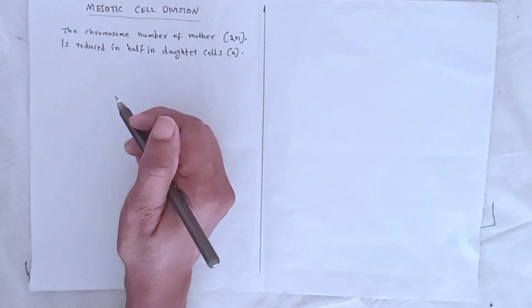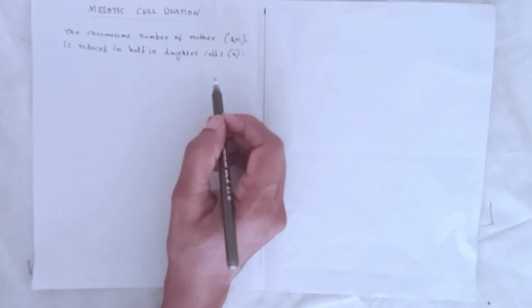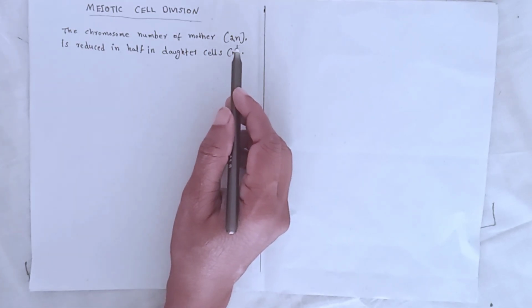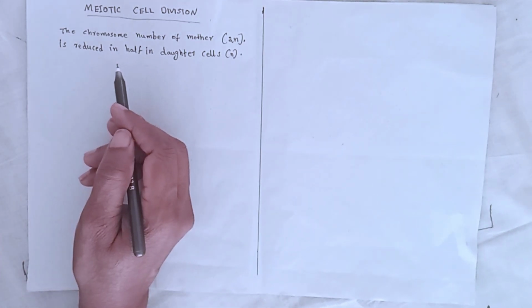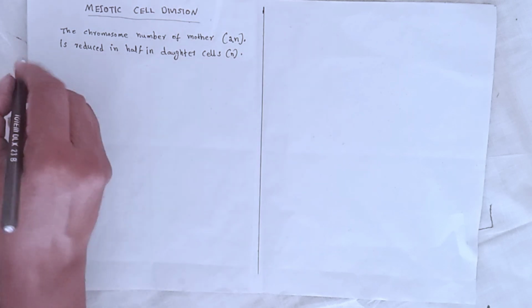The meiotic division is also known as reduction division because the chromosome number of the mother cell, which is always diploid 2n, is reduced to half in daughter cells. That means the gamete is n, haploid.